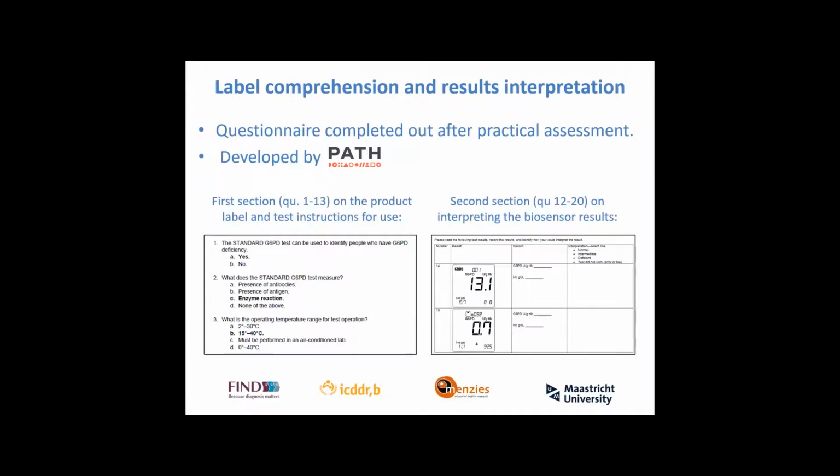Now the computation and result interpretation. A questionnaire developed by PATH was completed after the practical assessment. The first section had questions 1 to 13 on the product and test instructions for use, and the second section, questions 12 to 20, on interpreting the biosensor results. Next slide, please.